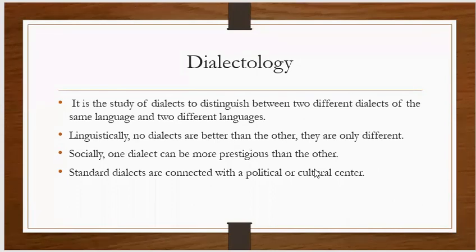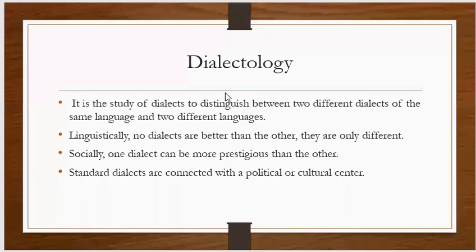But because of some political or social reasons, one of the dialects is considered to be prestigious, right? We can't say superior, because no dialect is superior or inferior, but some dialects are socially prestigious. Now, that social prestige is because of political or cultural reasons, right? If an area has a rich culture, or has political power, that dialect would automatically become, you can say, the prestigious dialect, right?